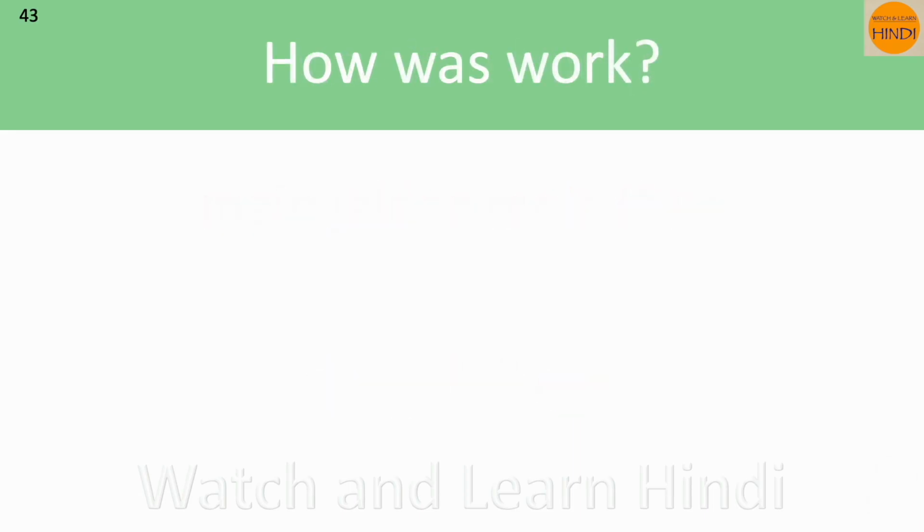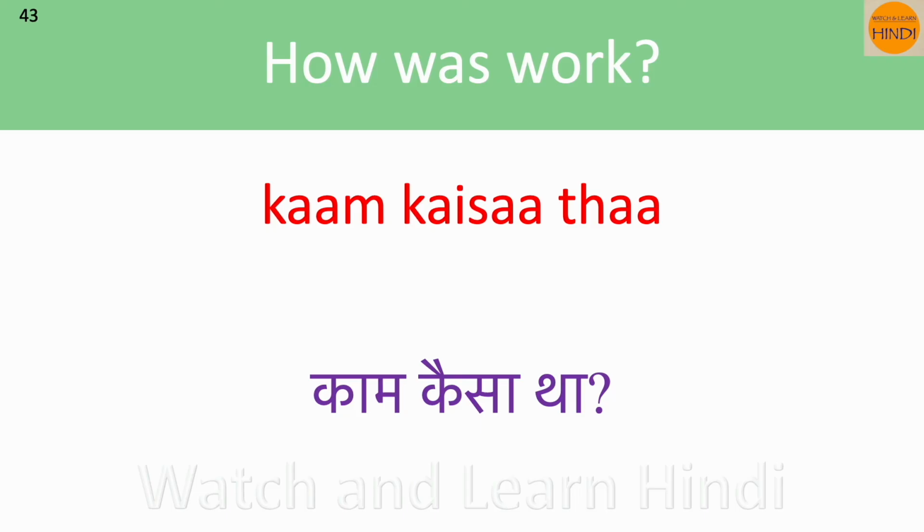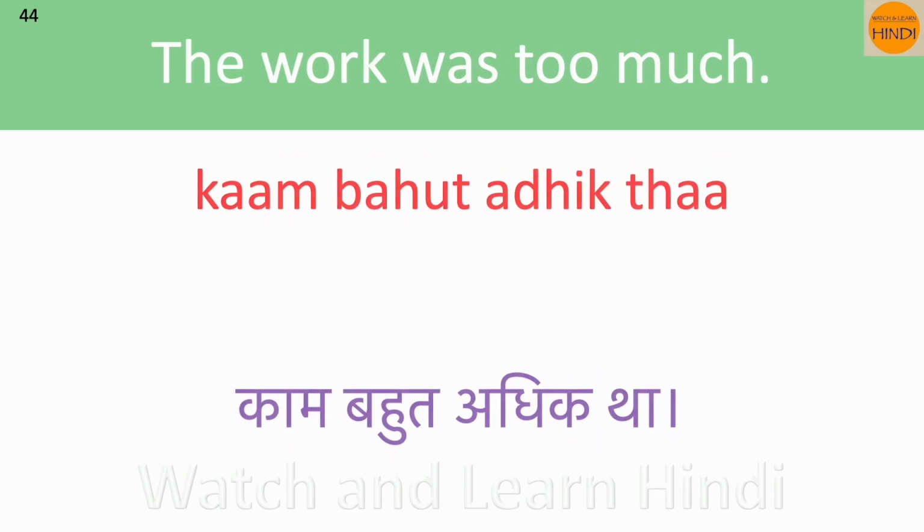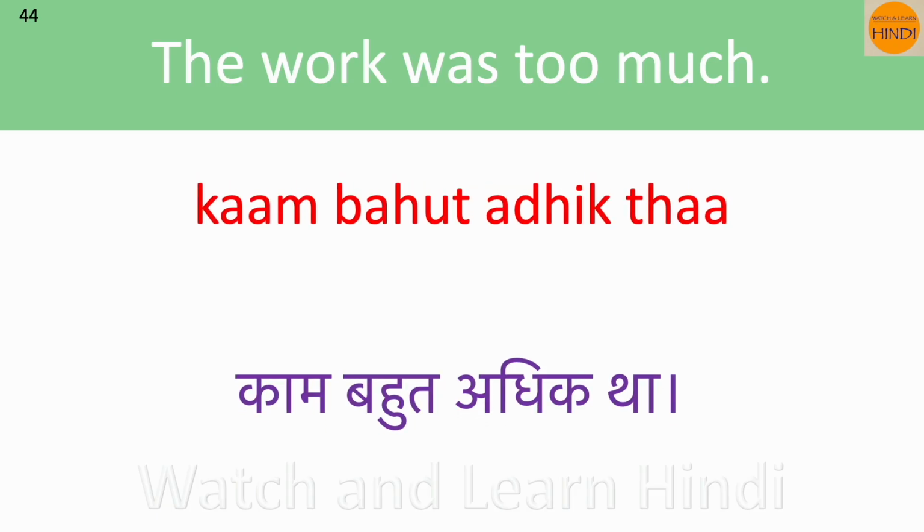How was work? काम कैसा था? काम is work. कैसा is how. काम कैसा था. How was work? The work was too much. काम बहुत अधिक था. काम is work. बहुत अधिक is too much or a lot. काम बहुत अधिक था. The work was too much.